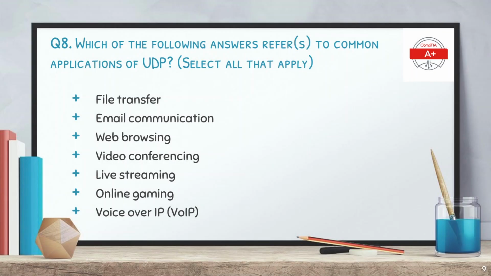Question number 8 is: which of the following answers refer to common applications of UDP? The options are file transfer, email communication, web browsing, video conferencing, live streaming, online gaming, and voice over IP. You must already know the answer: whenever there is a video or audio transmission or streaming, UDP is used. So the correct answers are video conferencing, live streaming, online gaming, and voice over IP. All of these use connectionless UDP.